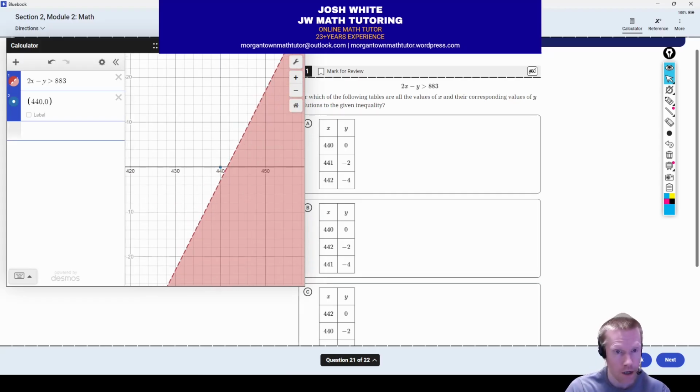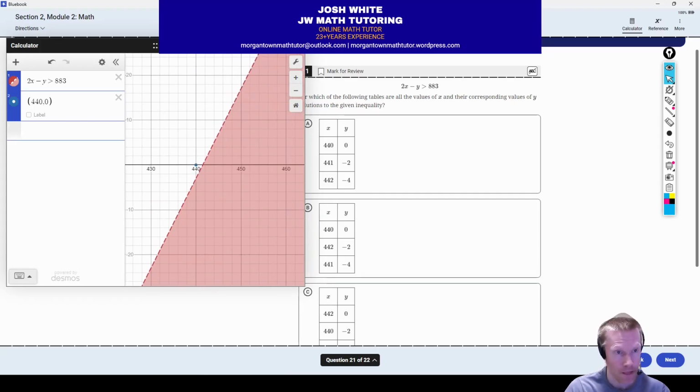It's not greater than or equal to. But when you zoom in, we can notice here, okay, 440, not on the line. All right, so A is gone and B is gone. Now, let's change this to a 2. Okay, that one works. Now let's check the second point in answer choice C.